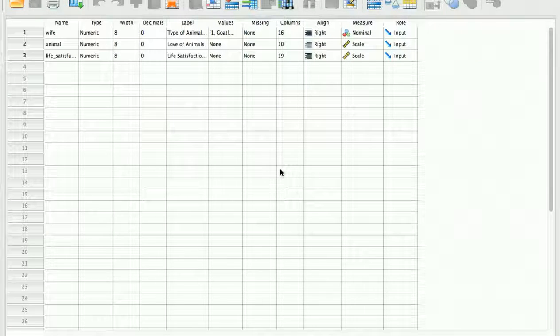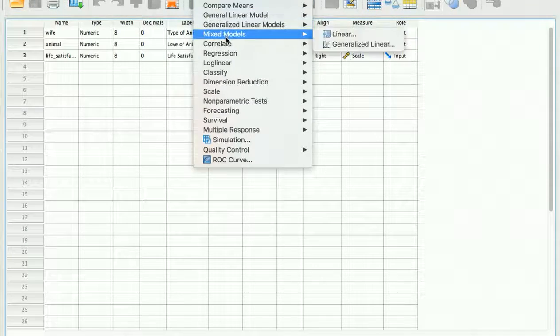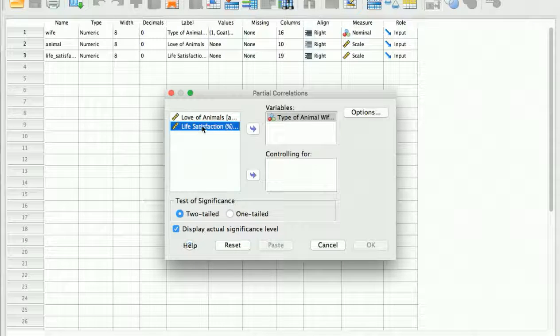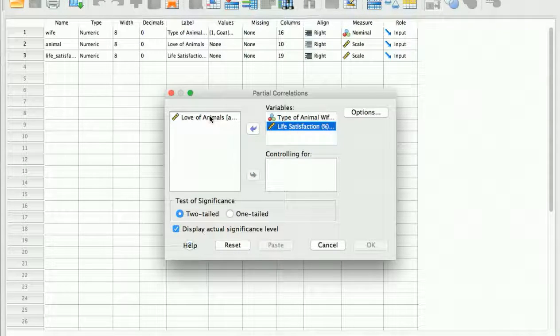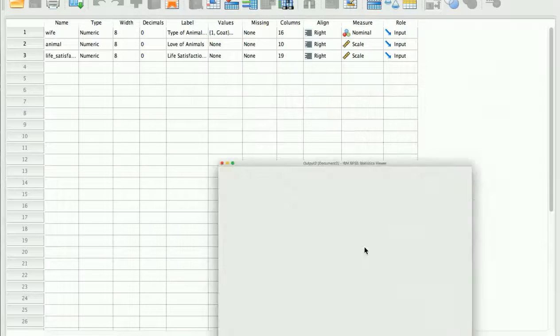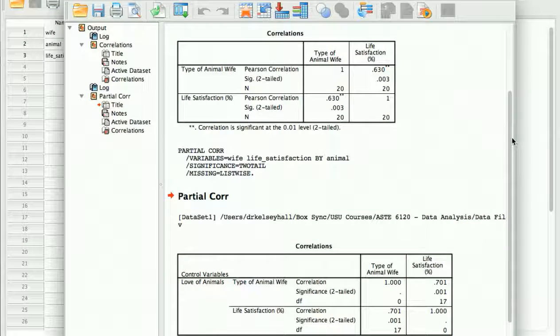For our partial correlation, I am now going to go to Analyze, Correlate, Partial. We need to make sure that type of animal is one of our variables. Life satisfaction is another variable. Then the variable that we're actually controlling for is love of animals, so we bring that down to this box. We want to display the actual significance level, and we're doing a two-tailed test of significance. So we're going to hit OK. We are not going to bootstrap our data.